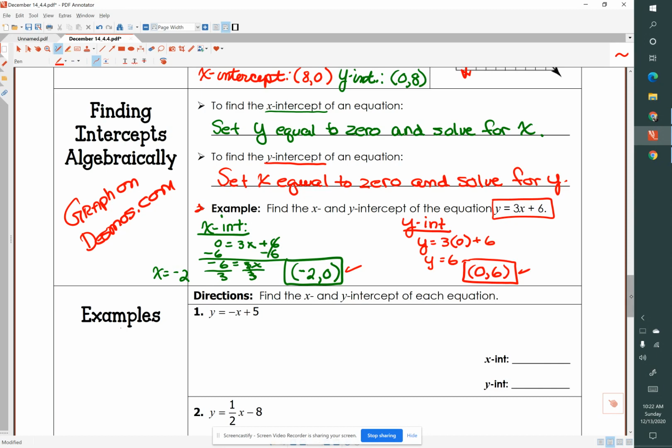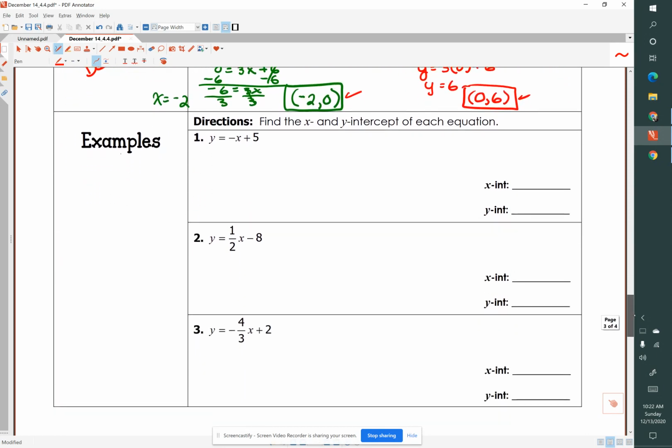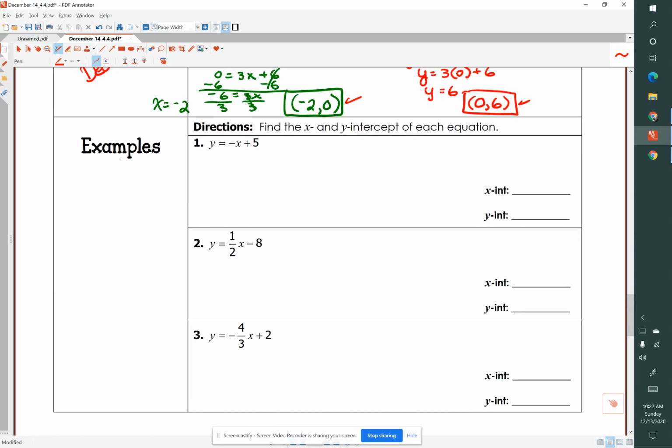So let's look at the examples. I'll try the first. We'll start with the first one. Remember, we're solving two problems here, the x-intercept and the y-intercept. So we have y equals negative x plus 5. So the x-intercept, we set y equal to 0. 0 equals negative x plus 5. So we subtract 5 from both sides.